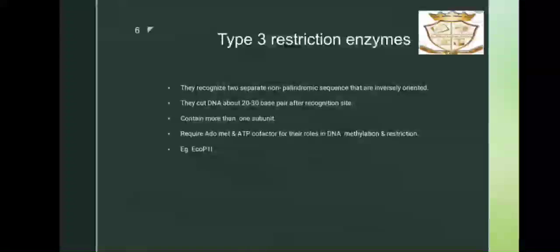Type 3 restriction enzyme. They recognize two separate non-palindromic sequences that are inversely oriented. They cut DNA about 20 to 30 base pairs after the recognition site. They contain more than one subunit. They require S-adenosylmethionine and ATP cofactor for their role in DNA methylation and restriction. Example, EcoP1.